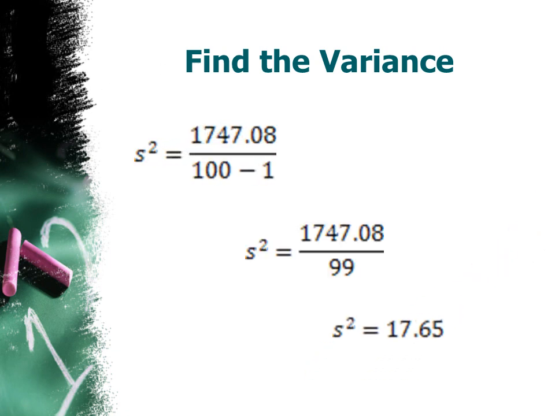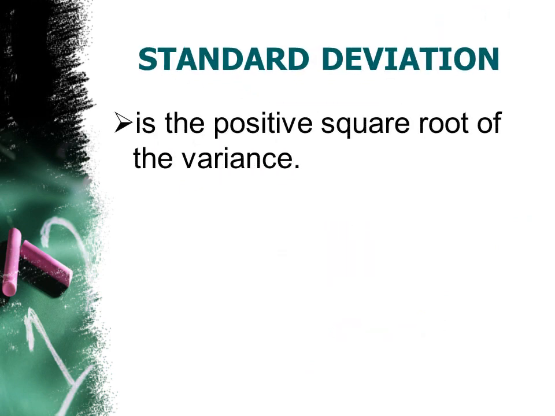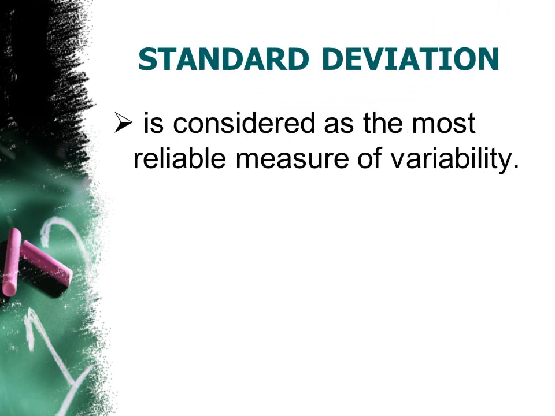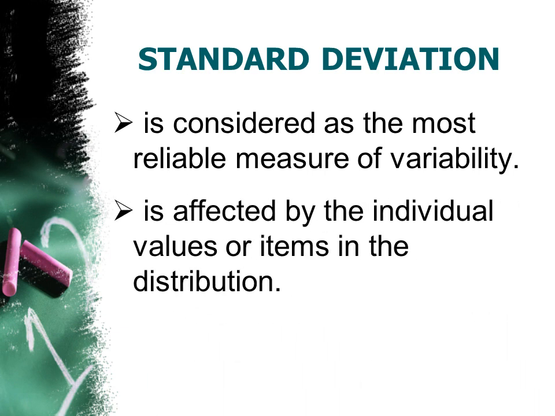Square root of the variance. So hassle na mga steps to make, you just continue whatever you have started with your variance. And another trivia, standard deviation is considered as the most reliable measure of variability. It is affected by the individual values or items in the distribution. So sa statistical data na binabasa natin sa research, ang present talaga doon is standard deviation, yung square root ng variance.